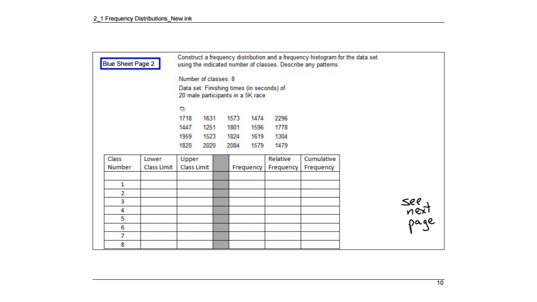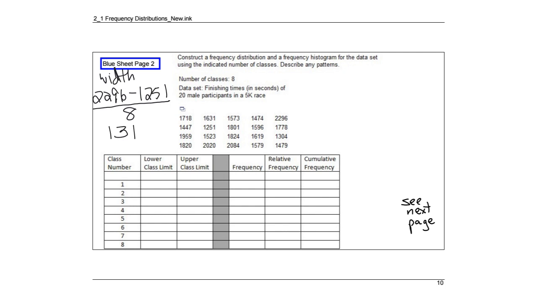So if you look through this data, it looks like the largest data point is 2296. And then the smallest data point is 1,251. We're going to divide by the number of classes, which is 8. And remember, we always round up. And so this is our width. That gives me 131. All right, so now we're going to fill in this table.